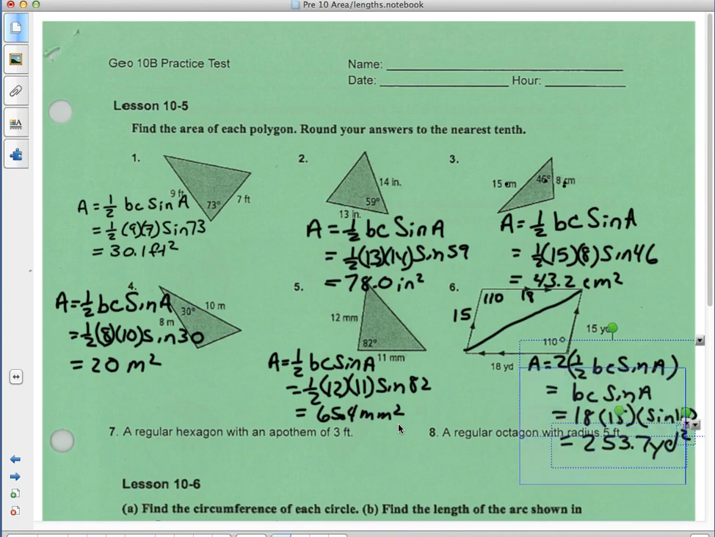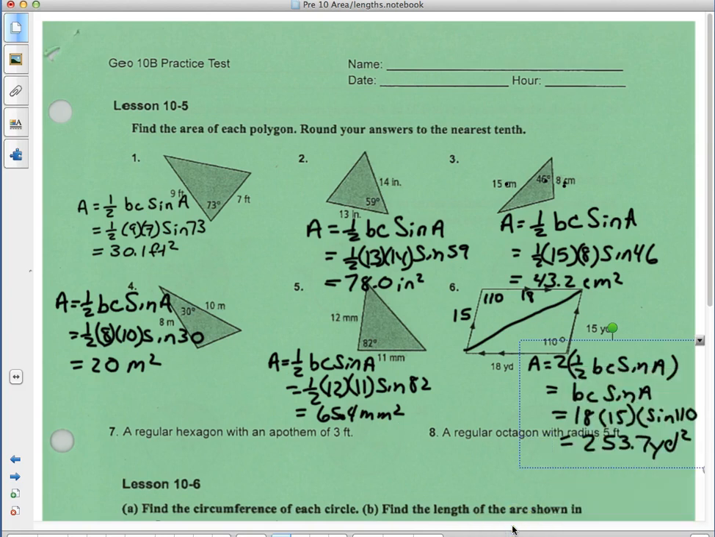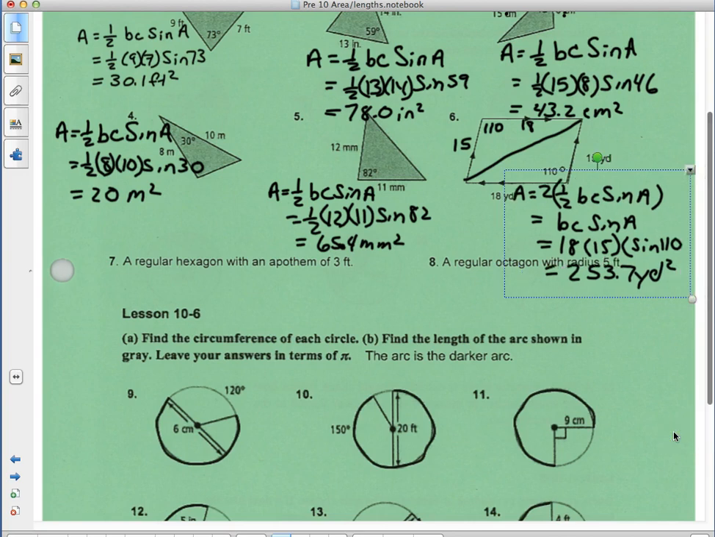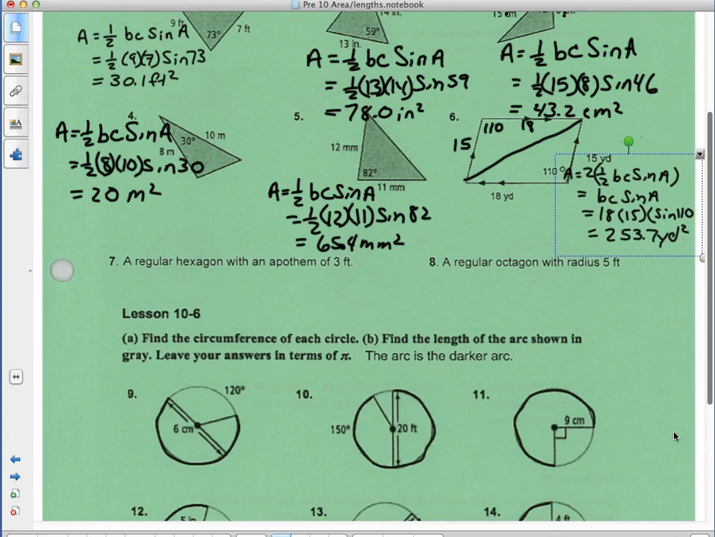Okay, I'm going to take that, group it, and we're going to bring that down a little bit so it fits my area. Okay, so now a regular hexagon with an apothem of 3. If I have a regular hexagon with an apothem of 3, and this is a hexagon, let's assume it's regular.